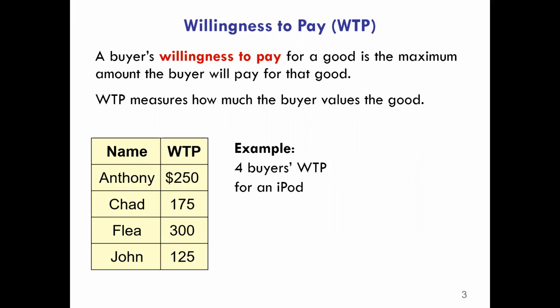So let's look at this demand schedule for 4 individuals as an example. So you have Anthony, Chad, Flea, and John. And the figures in the table represent their willingness to pay. And here, the good we are talking about is an iPod. So then, Anthony's willingness to pay for this iPod is $250. Chad's willingness to pay is $175. Flea's willingness to pay is $300. And John's willingness to pay is $125.